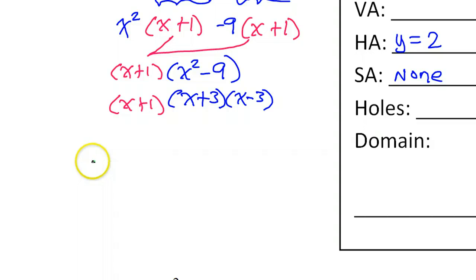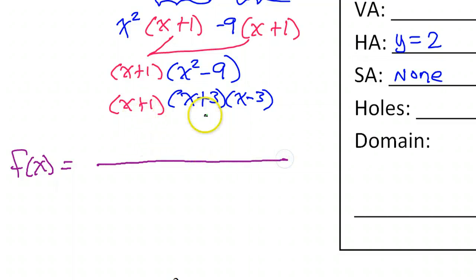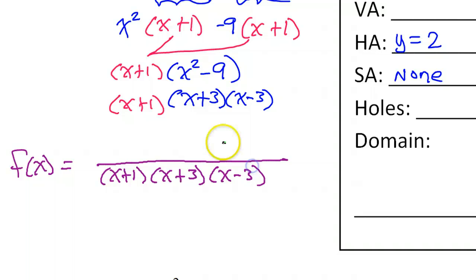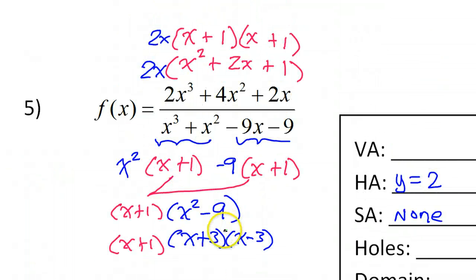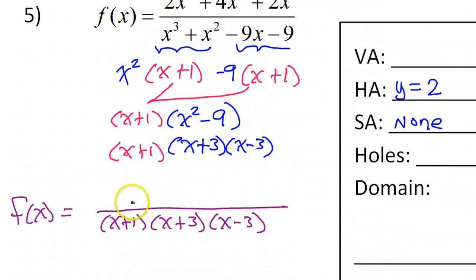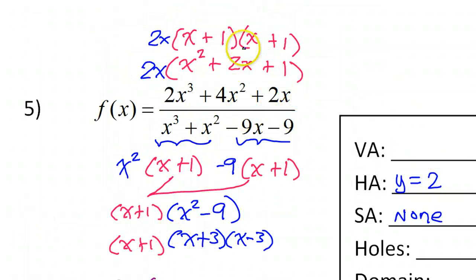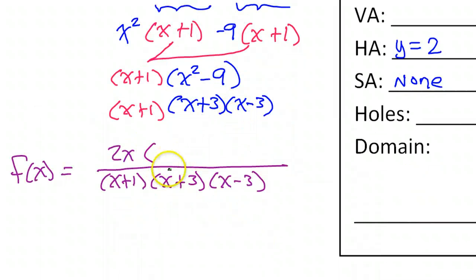Okay, so f of x equals. I have a denominator of x plus 1 times x plus 3 times x minus 3. And I have a numerator of 2x times x plus 1 times x plus 1. Whoops, too many parentheses.